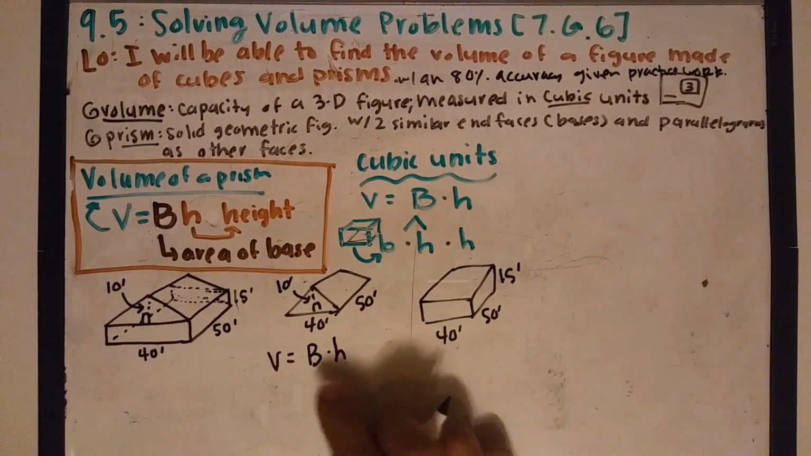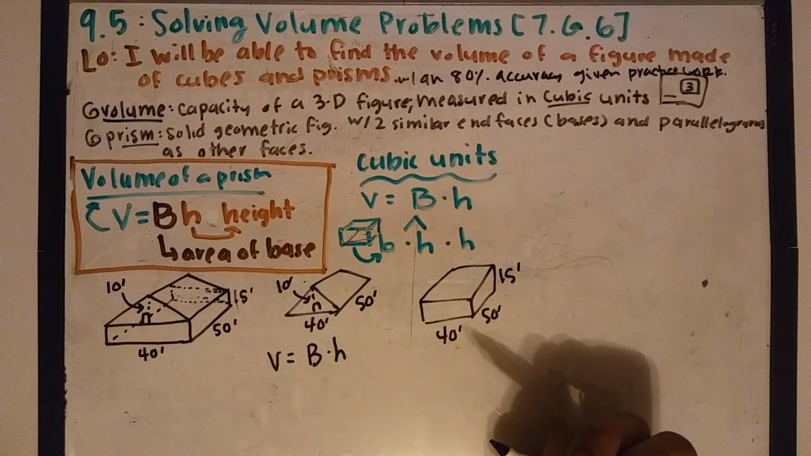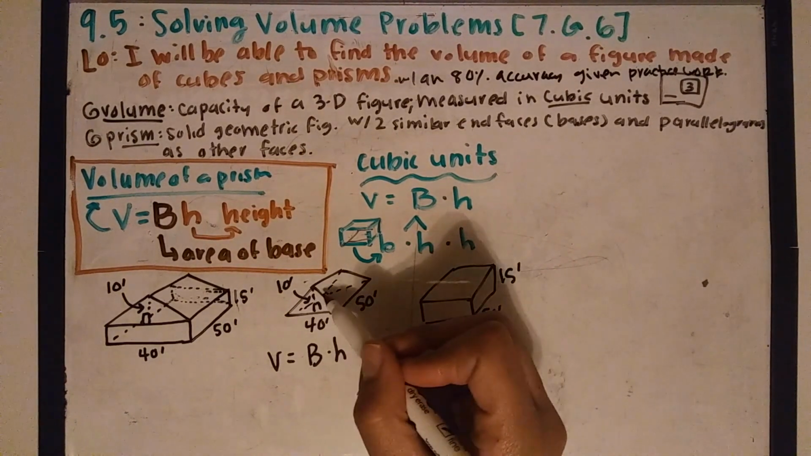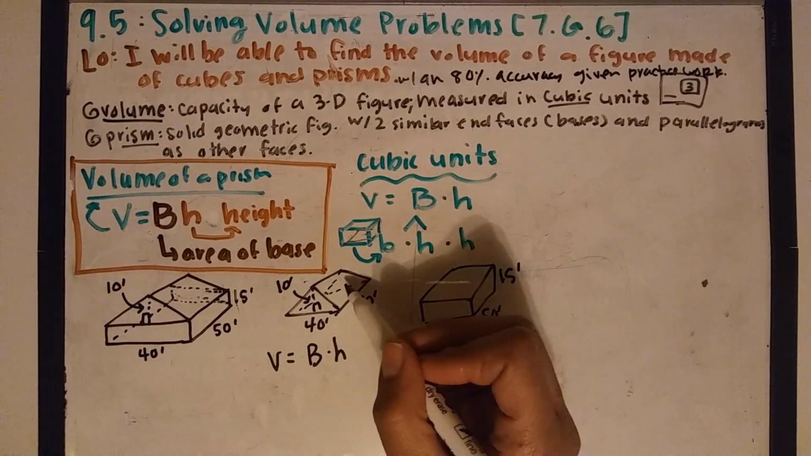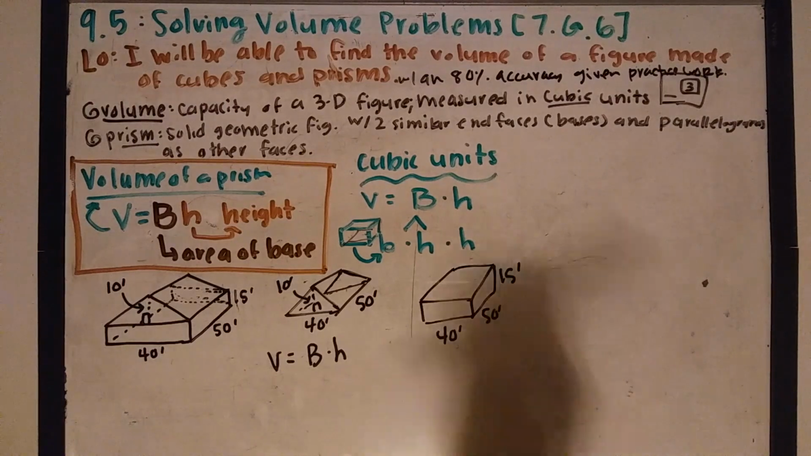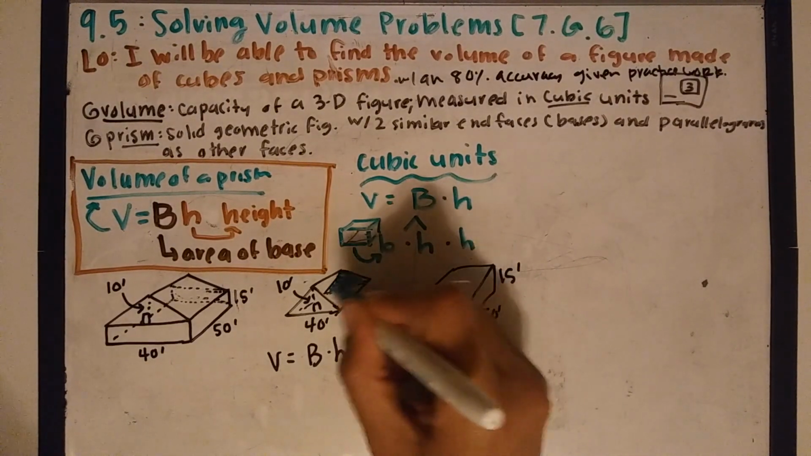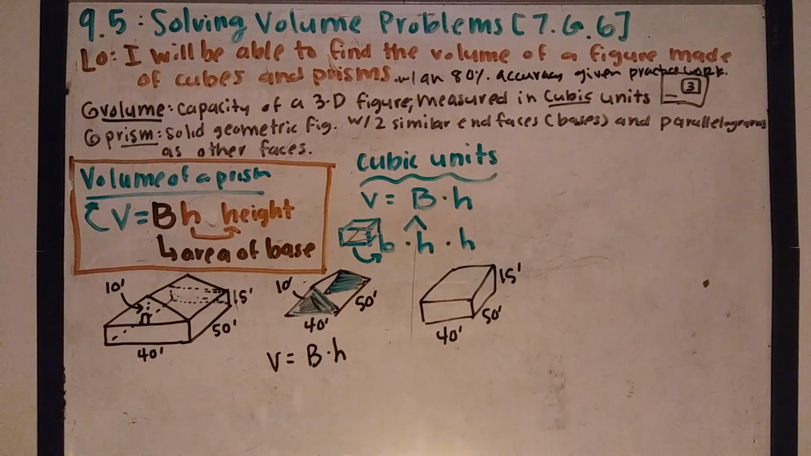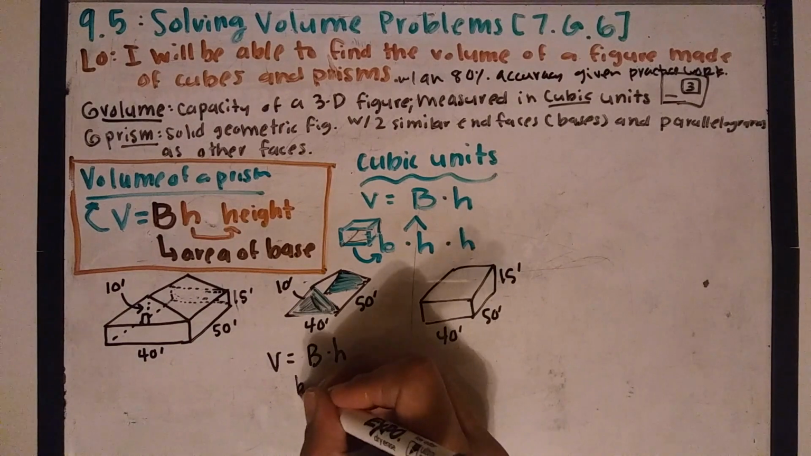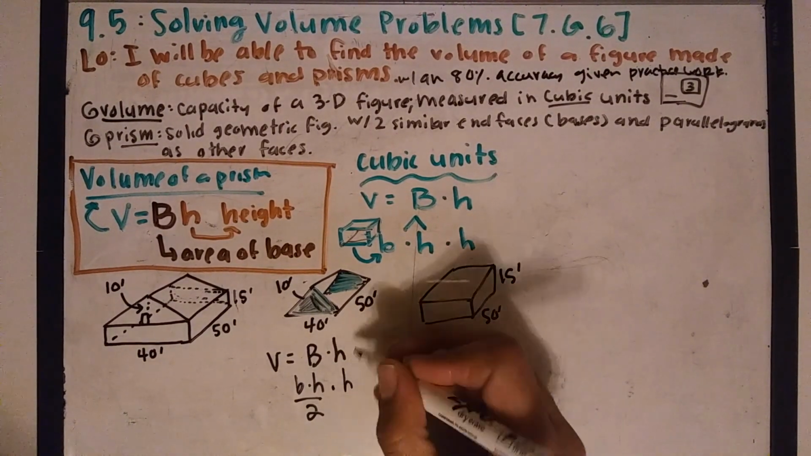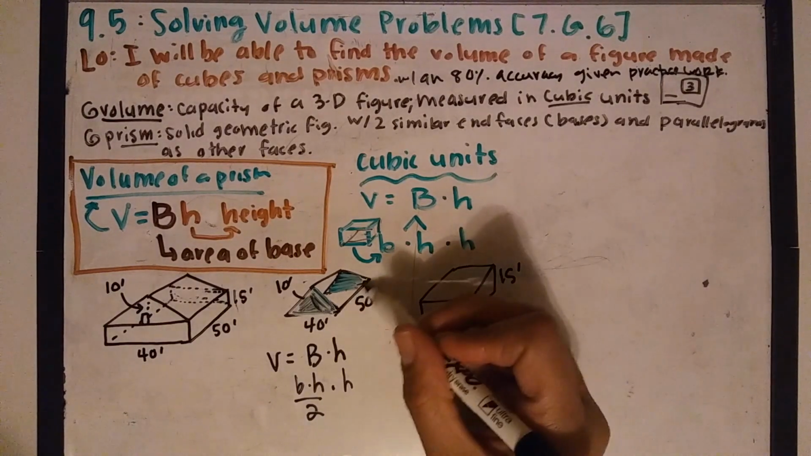How do we find that? The first thing we have to do is figure out what the base is. In this case, remember, they have to be parallel to each other, and so these are the only 2. So this and this are going to be my bases in this case. Okay, so it's a triangle. So how do I figure out the area of a triangle? I do base times height divided by 2, and I'm going to multiply by the height of the prism. Don't forget that this is the height of the actual prism.